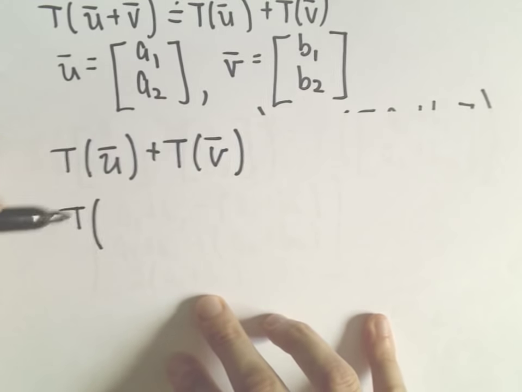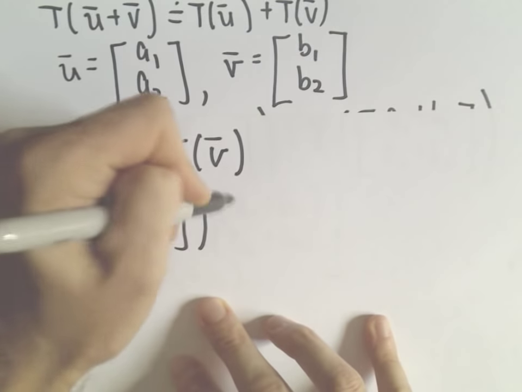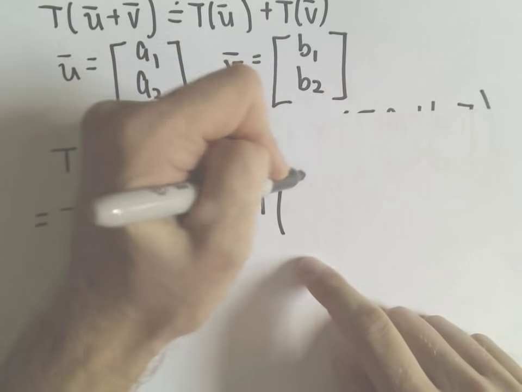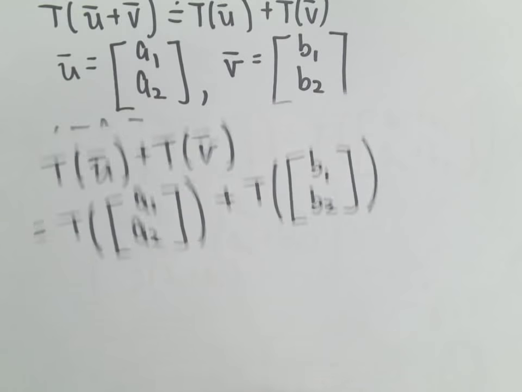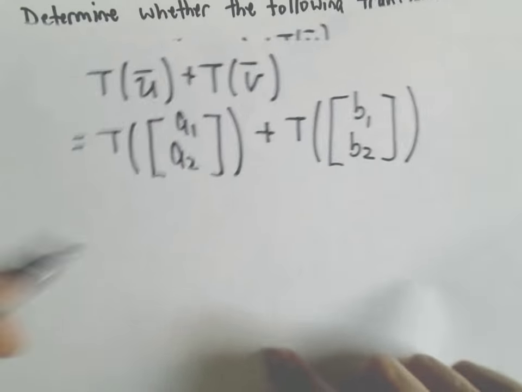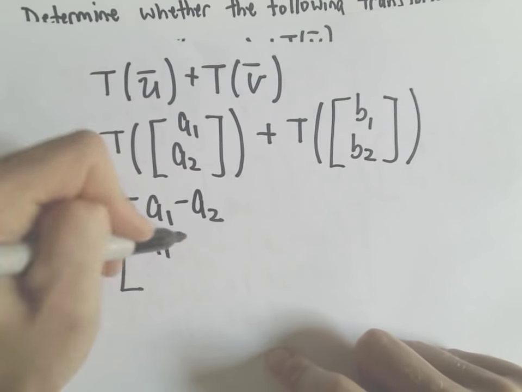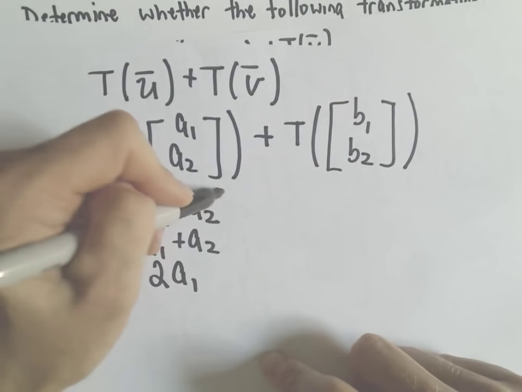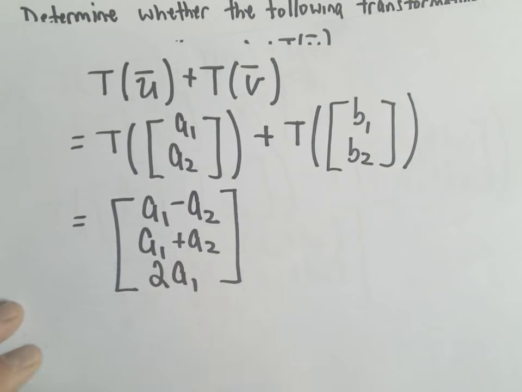So we'll apply the transformation to vector u. So a1, a2, we'll do that one. And then we'll add to that whatever we get after we apply the transformation to vector v. Okay, so now I'm going to use my little rule that we started with. It says subtract the second component from the first. It says add those components together. And then it says take the first component and multiply it by 2. So if we apply the transformation to our first vector, we'll just have a1 minus a2, a1 plus a2, 2a1.